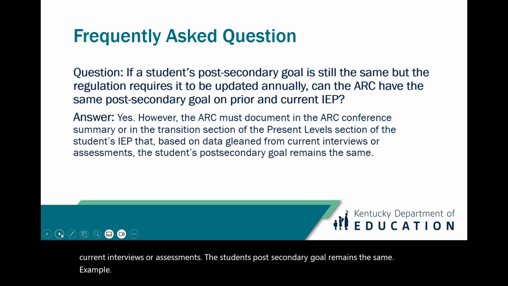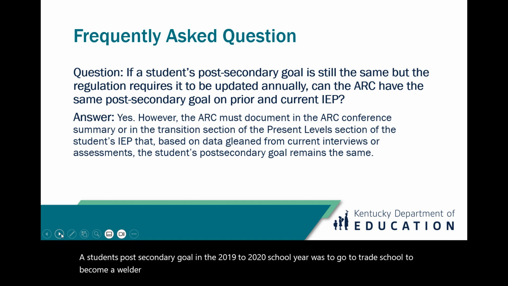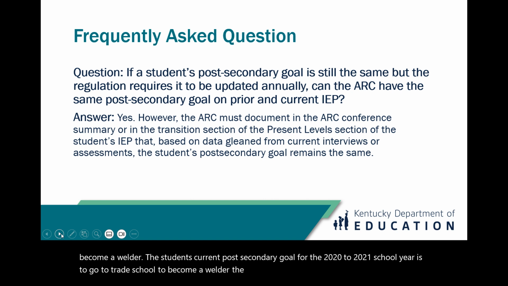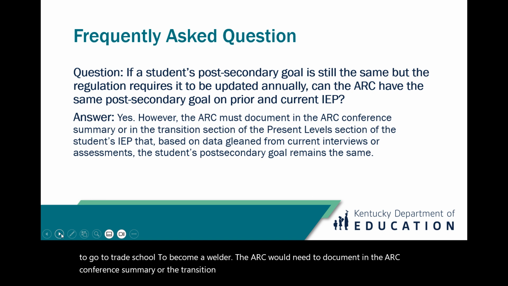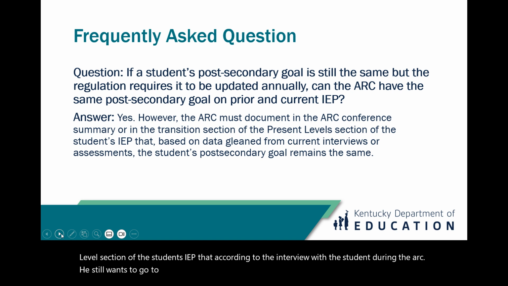Example: a student's post-secondary goal in the 2019 to 2020 school year was to go to trade school to become a welder. The student's current post-secondary goal for the 2020 to 2021 school year is to go to trade school to become a welder. The ARC would need to document in the ARC conference summary or the transition section of the present level section of the student's IEP that, according to the interview with the student during the ARC, he still wants to go to trade school and become a welder.